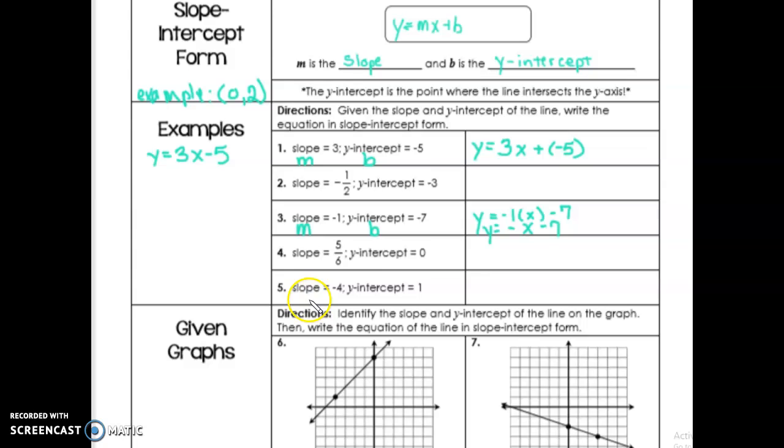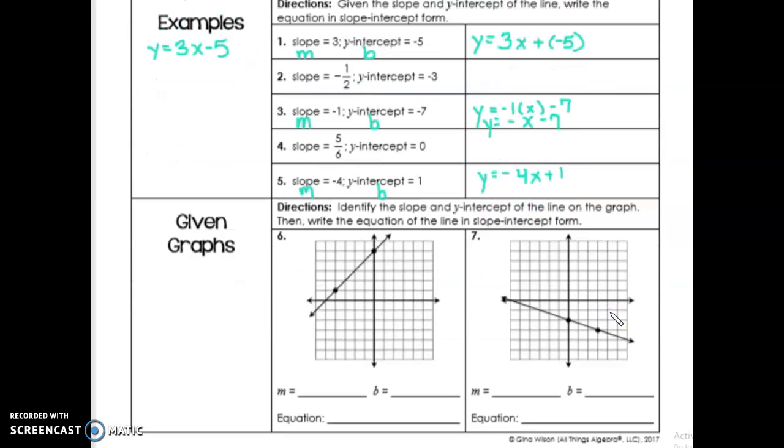Alright, so moving on to 5, I've got a slope of negative 4 and a y-intercept of 1. So this is going to be y equals negative 4x plus 1. Alright, moving on to the graphs. So you're given a graph, and I want you to identify the slope and y-intercept of the line on the graph, and then write the equation of the line in slope-intercept form.